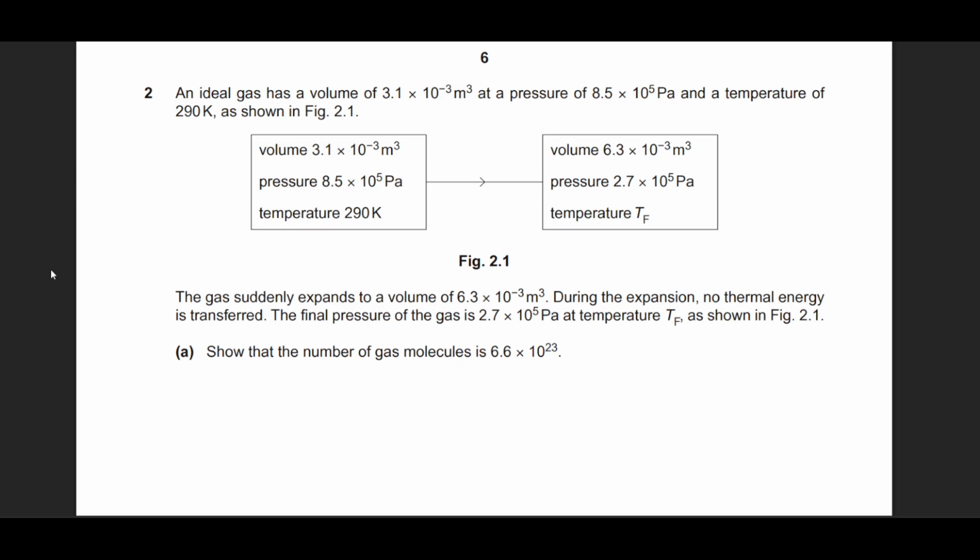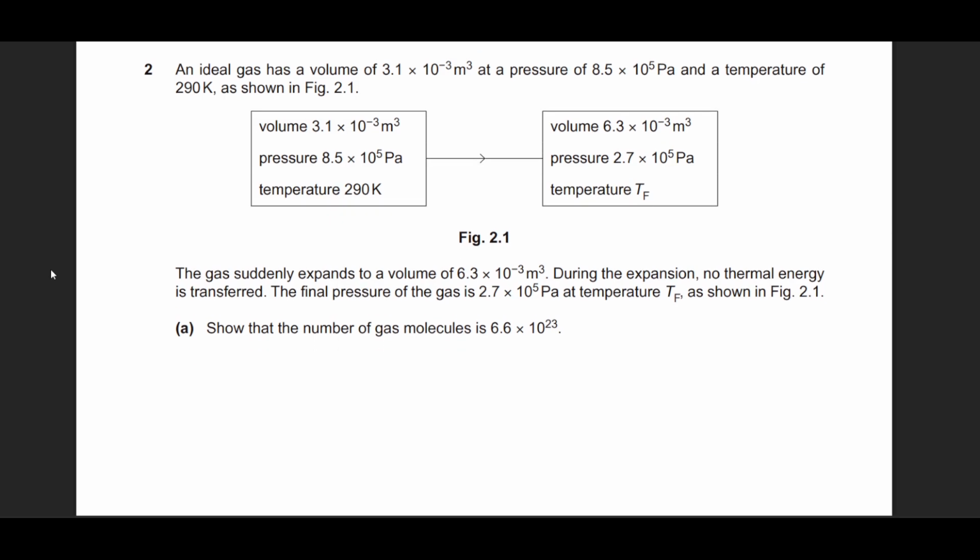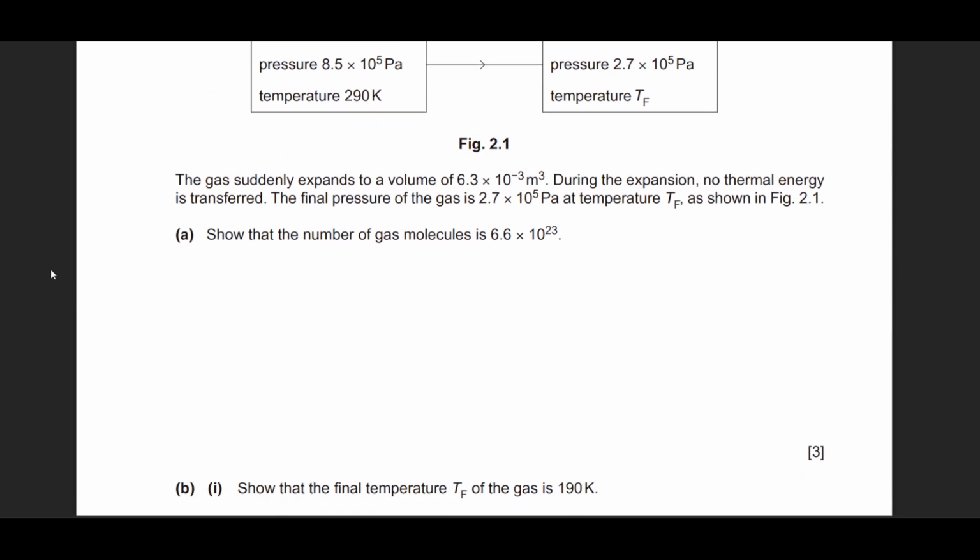Anyways, so we have an ideal gas equation system, PV equals nRT. Very simple and straightforward. No need to waste our time. He says show that the number of molecules. So I need to calculate the number of moles, and then I can use it to calculate the number of atoms. So I can use PV equals nRT. So pressure was 8.5 into 10 raised to the power 5. Volume is 3.1 into 10 raised to the power minus 3. And we don't know.